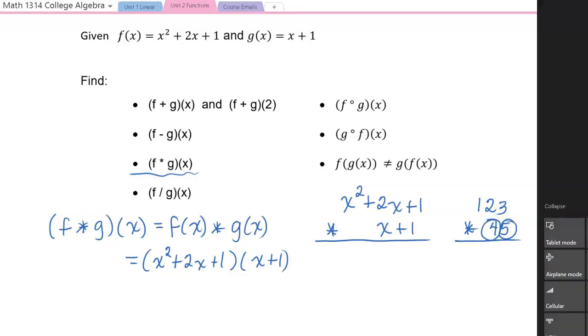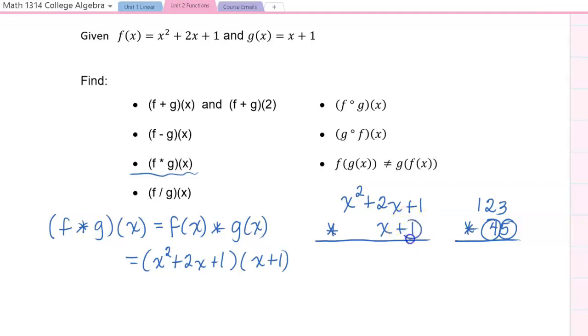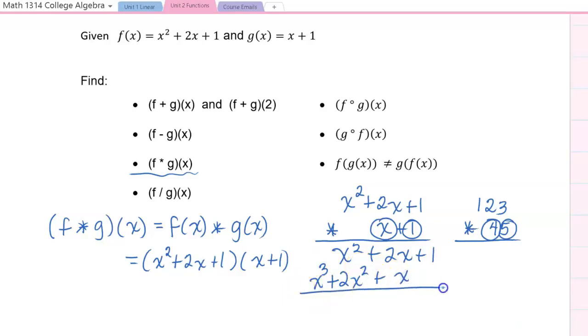Similarly, I will multiply every term in the top polynomial by 1 and get x squared plus 2x plus 1, and then now multiply every term in the top polynomial by x and get x cubed plus 2x squared plus x. Notice where I write these terms. I line them up according to like terms so that it makes adding easier. And when I add, I get x cubed plus 3x squared plus 3x plus 1.